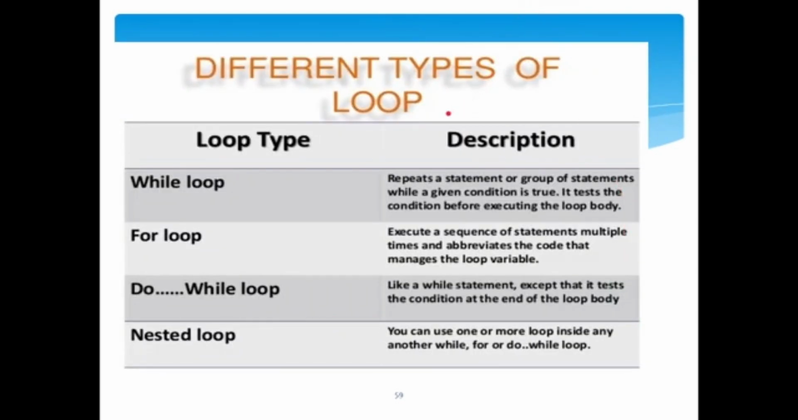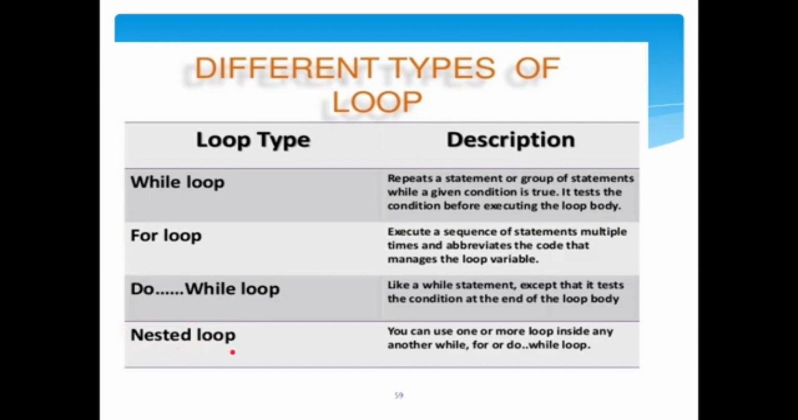Now let us look into different types of loops. Loops are nothing but an iterative approach. We have 4 types of loops: while loop, for loop, do while, and nested loop. It is the 4th type.